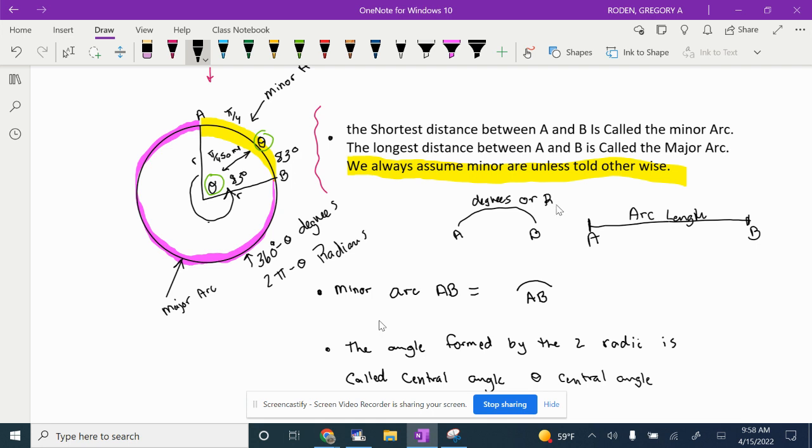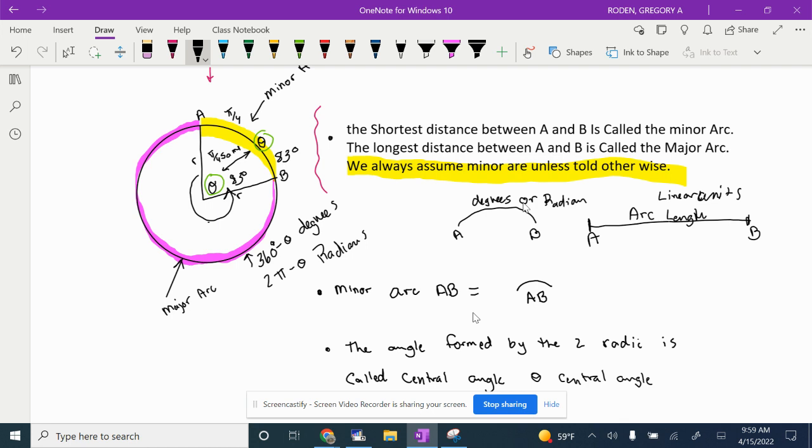Yeah, Chris? Arc length we just measure in linear units. Is the central angle the same as theta, right? Yep. Couldn't you do theta minus circumference? You could use theta minus circumference. Yep. Remember, the circumference of a circle is 360 degrees, or 2 pi.